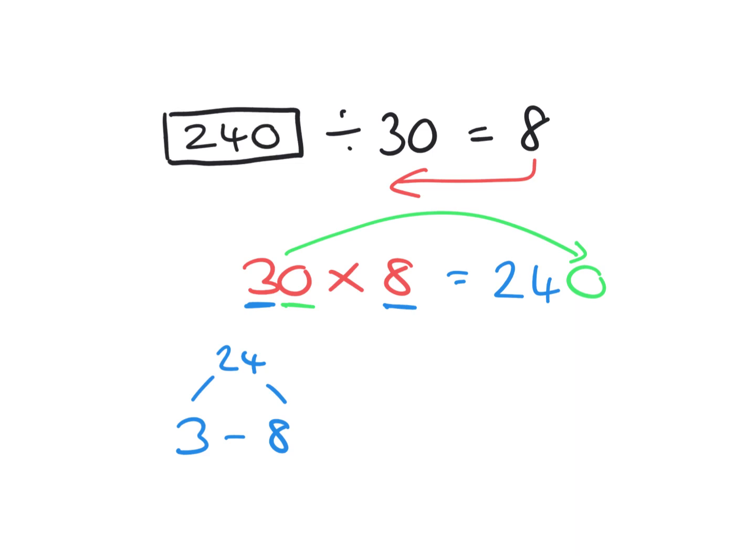And just to check, because we have the two values involved in the calculation both have zeros, we can ignore those and take the 24 divided by the 3, and that will give us our missing answer of 8.